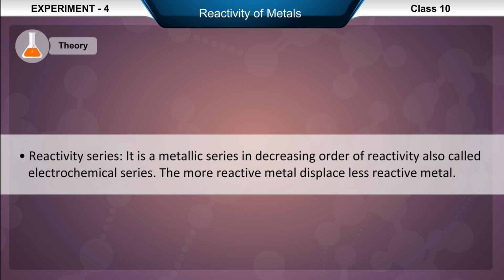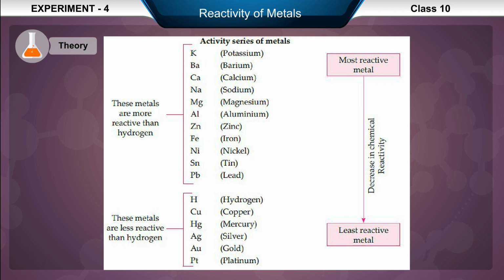Theory. Reactivity series. It is a metallic series in decreasing order of reactivity, also called electrochemical series. The more reactive metal displaces less reactive metal. Activity series of metals. K.